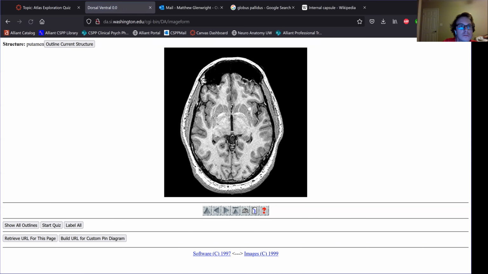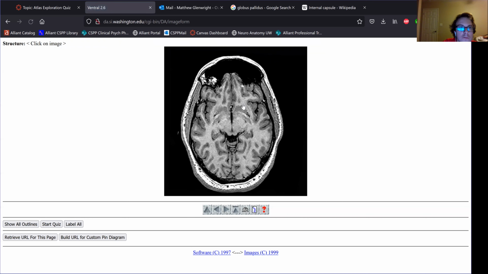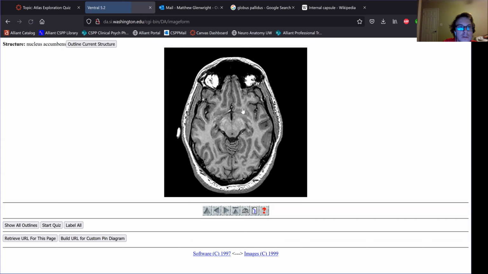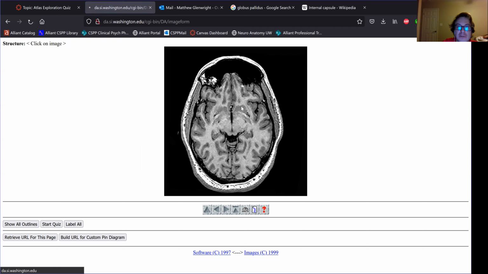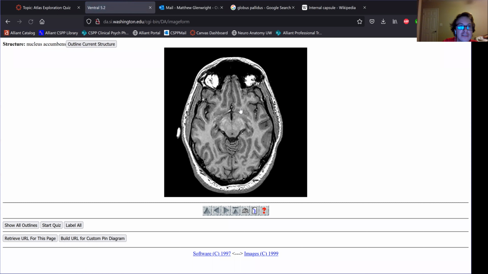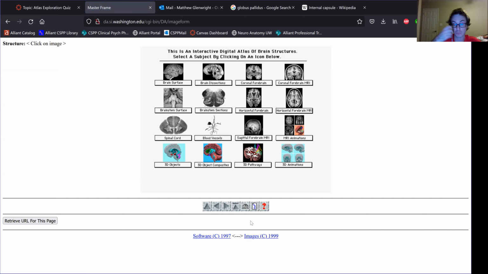So, the dopaminergic reward circuit. Let's see if I can get a good snap of it. Here's our putamen, and we're going more and more inferior. Nucleus accumbens, there we are. Basically, after the last point where you can see the putamen, you go a little more inferior and it's right underneath there, a little more medial. Like I was saying, the nucleus accumbens is really important for the dopaminergic reward circuit.